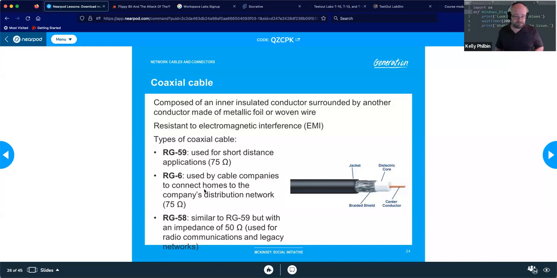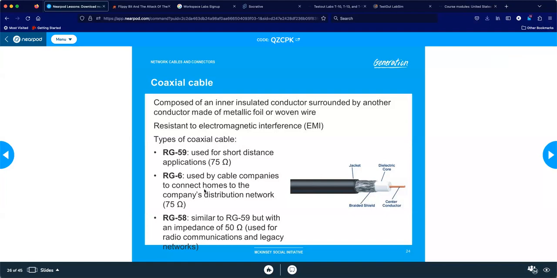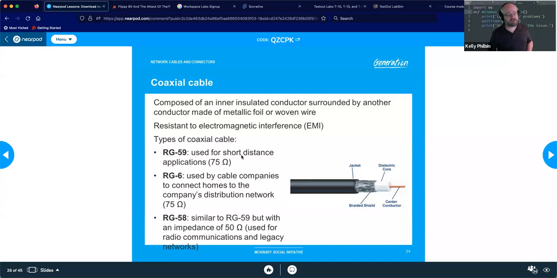What's the symbol next to like the 75? Ohms. Ohms, okay. You don't need to know the 75 ohms and all that. That's the level of resistance that the wires have when you're trying to push an electrical current through them. You don't need to really know that, but you do need to know when these wires are used. So if you see RG59, you know that that is a coaxial cable.